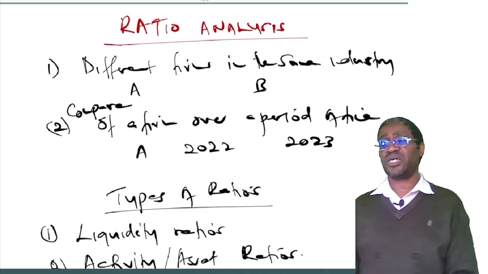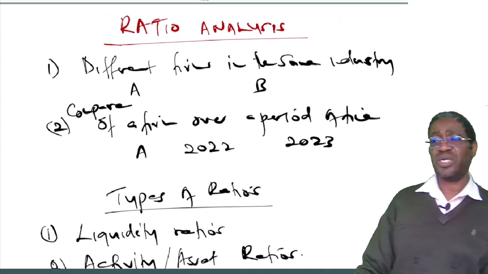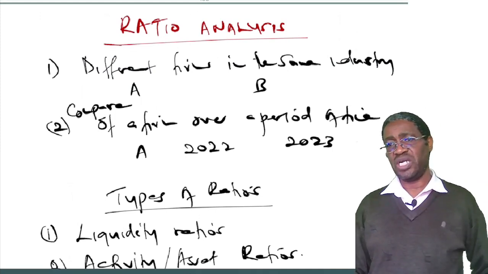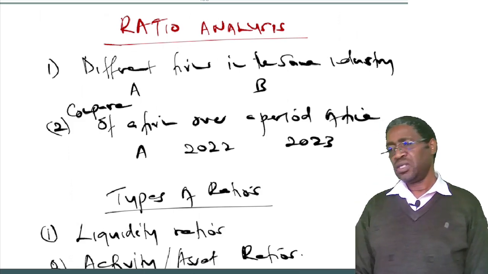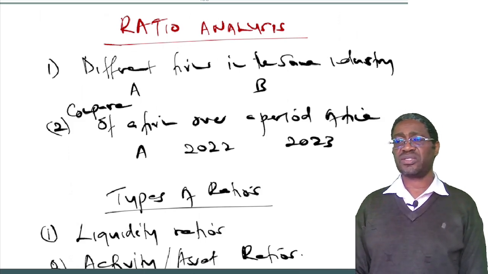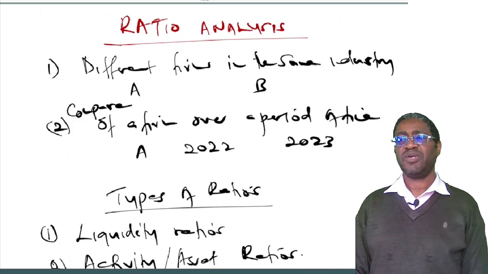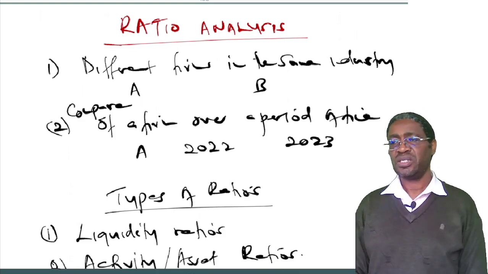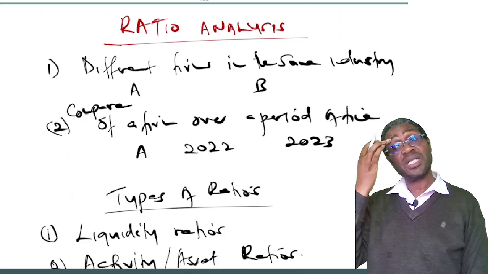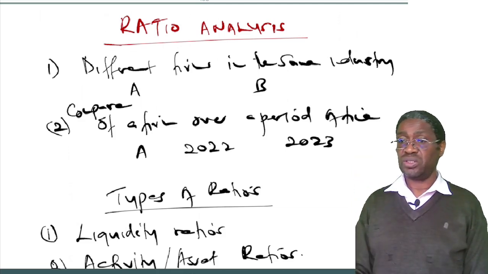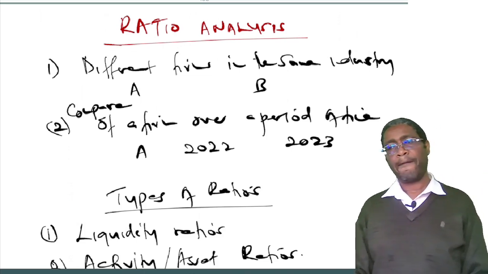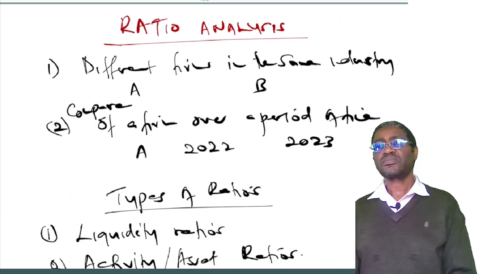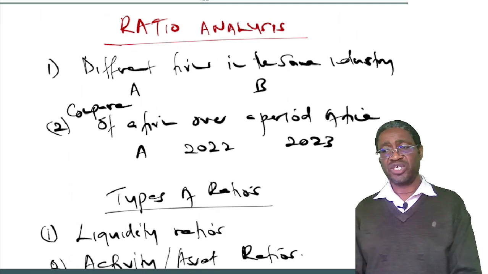So put down the topic. The topic is ratio analysis. Then you say this, another subheading: uses of ratios. Number 1, uses of ratios.